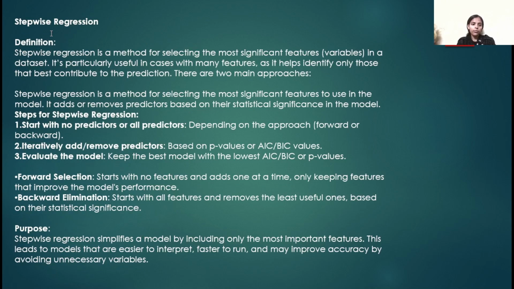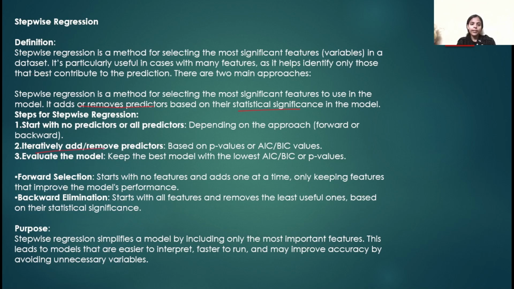Now let's see stepwise regression. Stepwise regression is a method which is used for selecting the most significant features to use in the model. It adds or removes predictors based on their statistical significance in the model. So here are the following steps for stepwise regression. First, start with no predictors or all predictors, which depends on the approach, forward or backward.